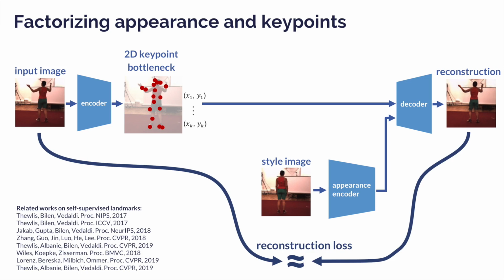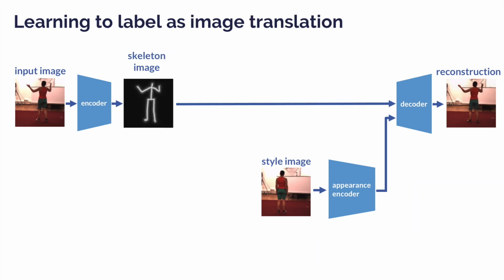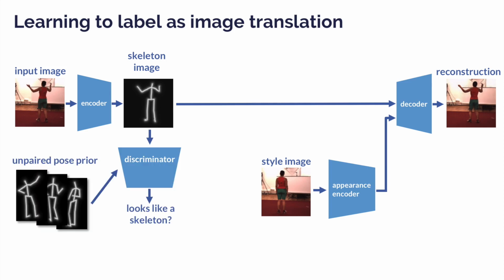Similar approach was used in other self-supervised works. However, the disadvantage of this is that the learned keypoint representation of the pose is not interpretable. This means that none of the points will, in general, correspond to landmarks such as the hand, knees, or ankles. We replace the keypoint pose representation with image representation that allows us to use powerful image-to-image translation networks. The pose representation is enforced to follow distribution of skeletons through a discriminator trained on unpaired set of skeletons.